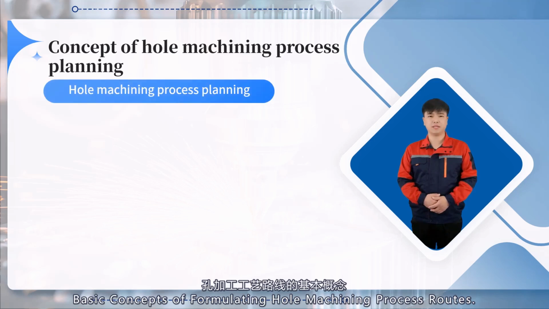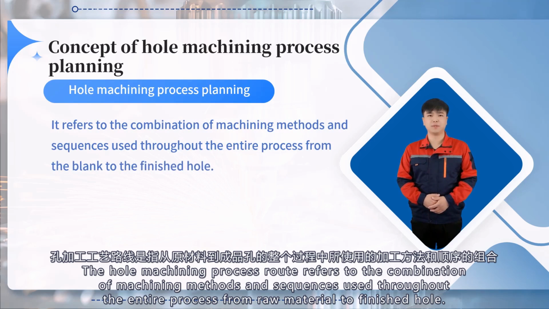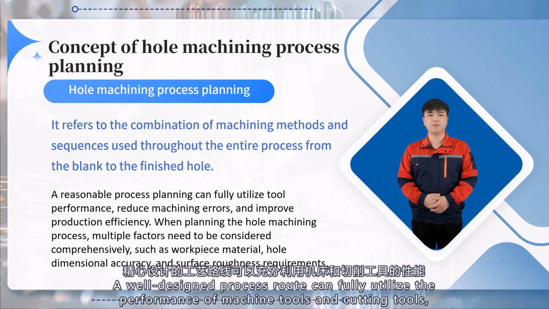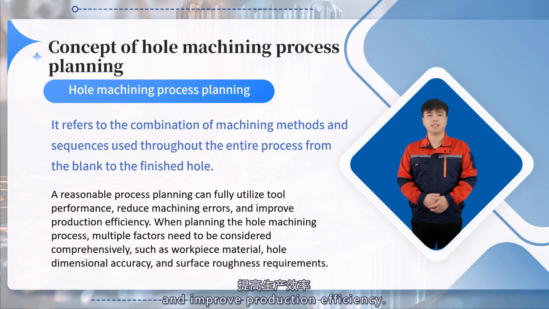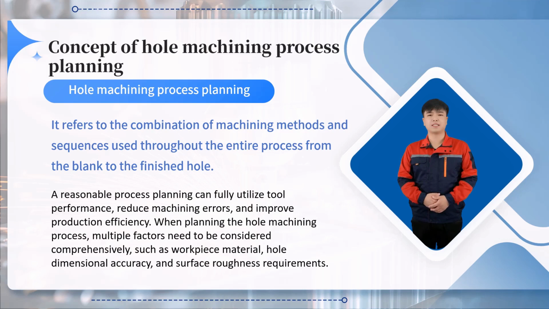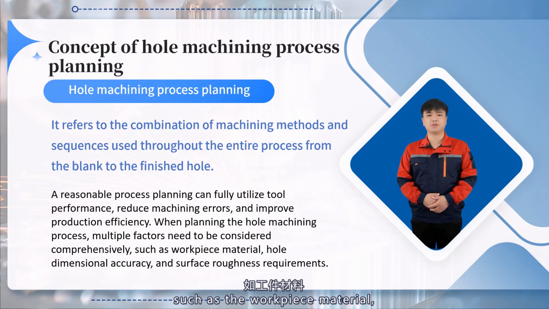Basic concepts of formulating hole machining process routes. The hole machining process route refers to the combination of machining methods and sequences used throughout the entire process from raw material to finished hole. A well-designed process route can fully utilize the performance of machine tools and cutting tools, reduce machining errors, and improve production efficiency. When formulating a hole machining process route, multiple factors need to be considered comprehensively, such as the workpiece material, hole dimensional accuracy, surface roughness requirements, and the production volume.